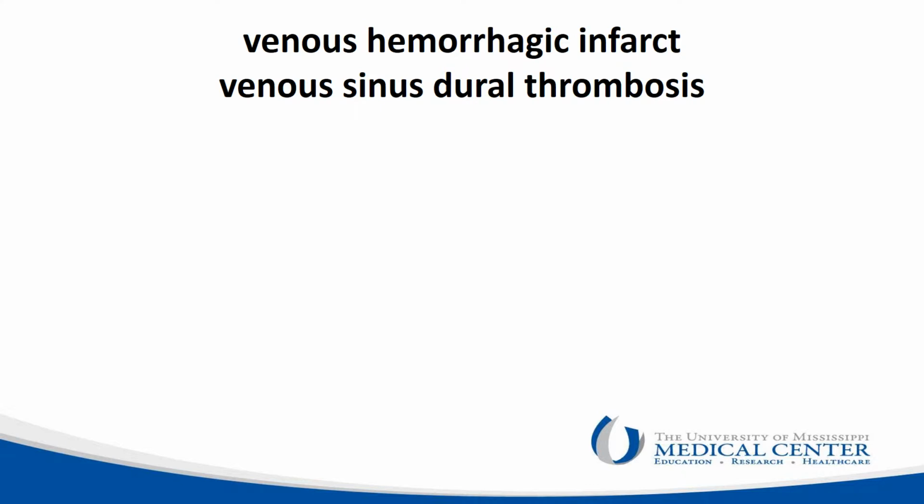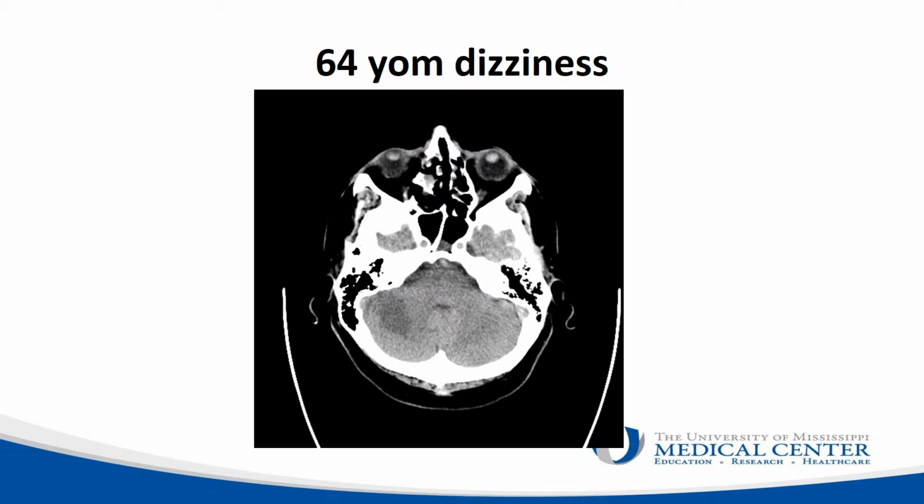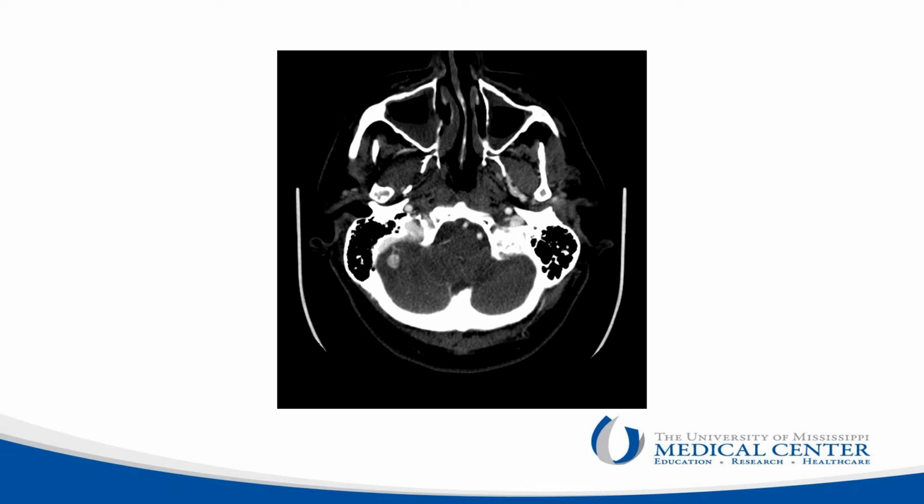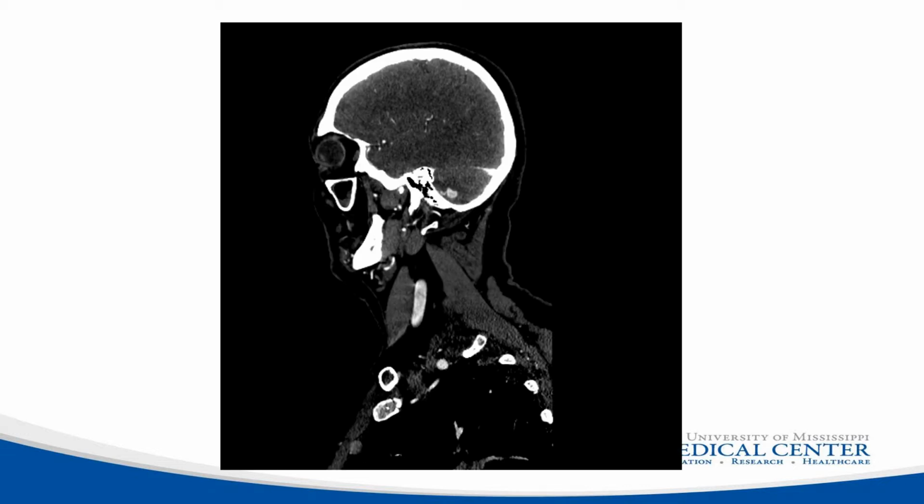Remember, the veins often opacify on a CTA, and in addition to looking at the arteries, you need to look at the veins as a source of hemorrhage. This is a 64-year-old with dizziness. There's hypodensity in the right cerebellar hemisphere. On the CTA, we see a focal area of enhancement in that right cerebellar hemisphere.